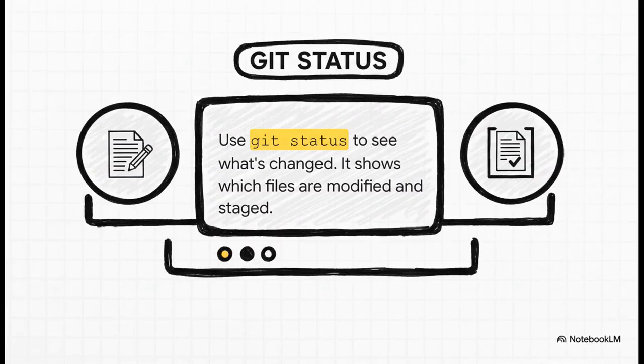Now, at any point during this dance, you can and you should type git status. Seriously, this command is your new best friend. It gives you a perfect summary of what's going on, which files you've changed, which ones are ready to be saved, everything. It's your mission control.